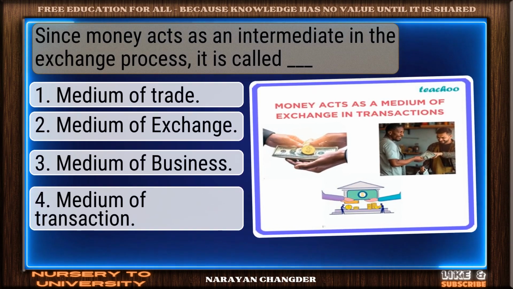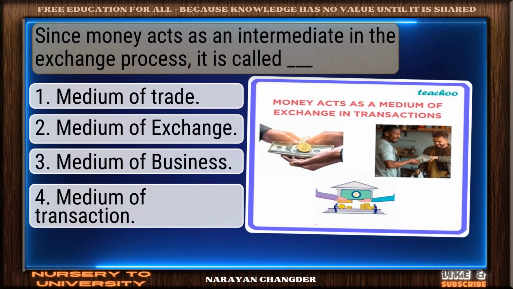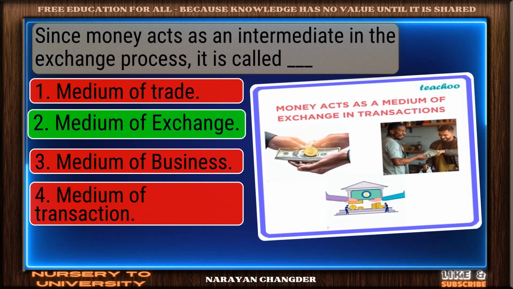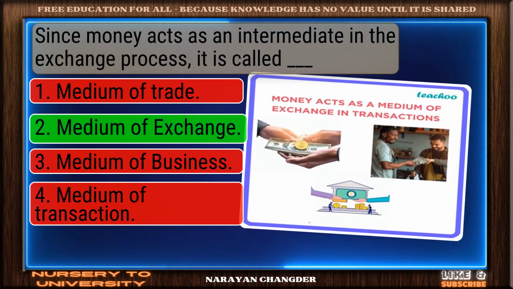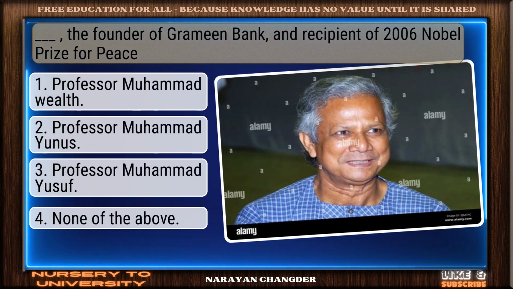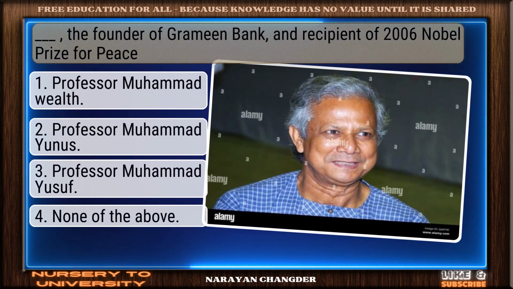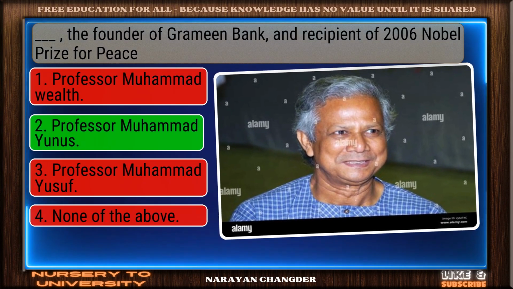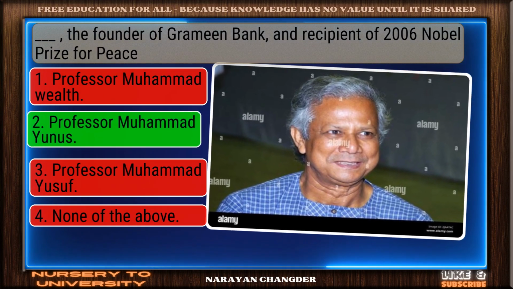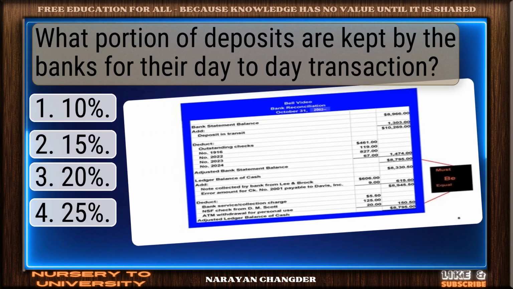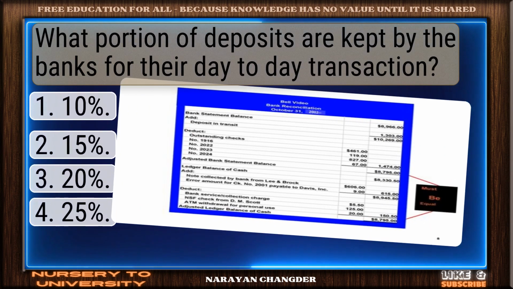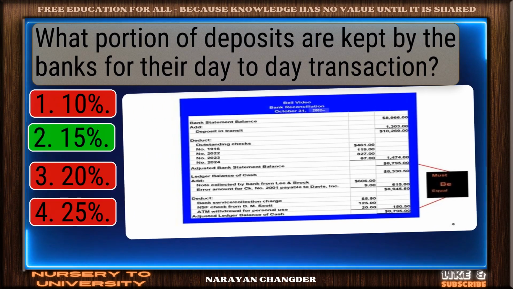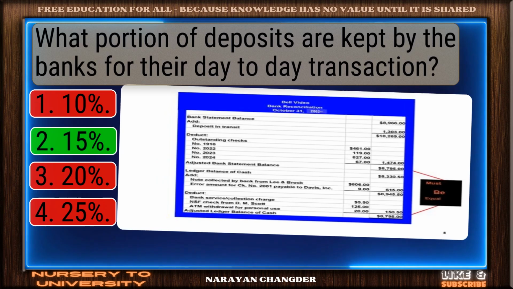Since money acts as an intermediate in the exchange process, it is called dash. Valid point. Medium of exchange is true. The founder of Grameen Bank and recipient of 2006 Nobel Prize for Peace. Great thinking. Professor Muhammad Yunus is right. What portion of deposits are kept by the banks for their day-to-day transaction? Well done. 15% is right.